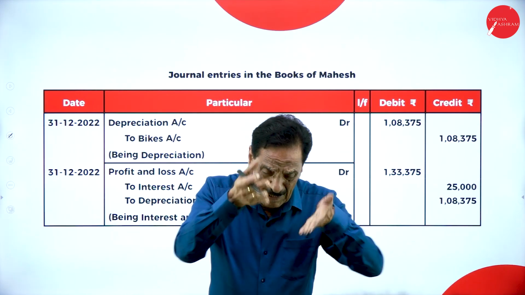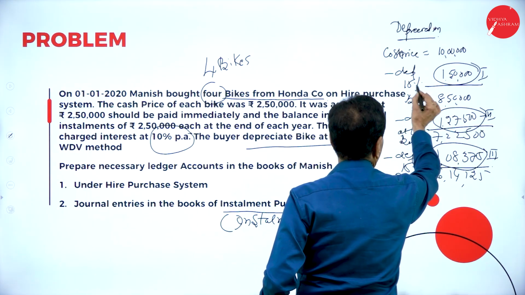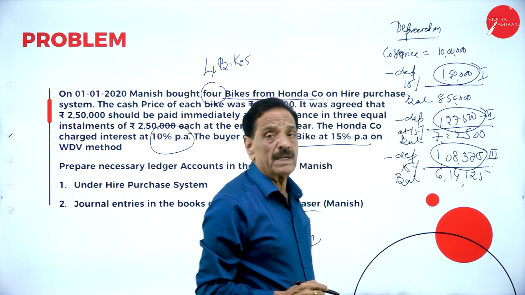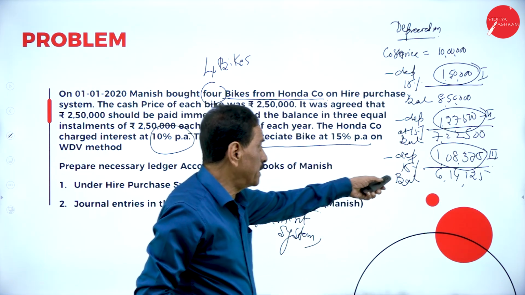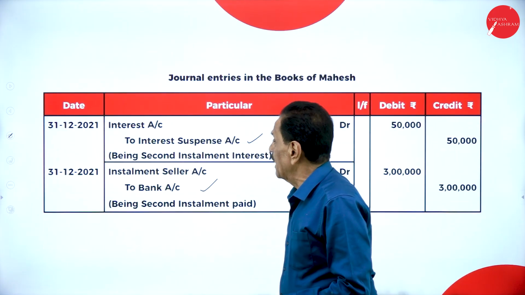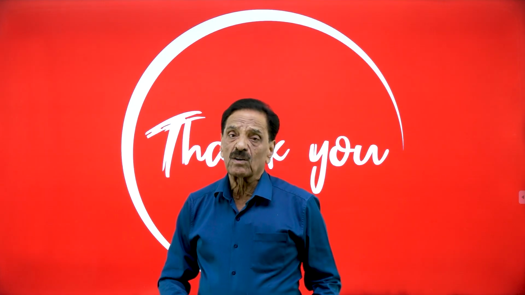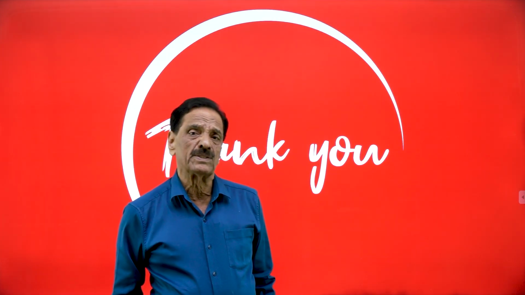Hope you understand. But diminishing order. Depreciation is diminishing order. See that here. Cost 10 lakh, depreciation 1 lakh 50,000. On the balance 8 lakh 50,000, 15% is 1 lakh 27,500. 7 lakh 22,500. On that 15%, 108,375. So hope you understand. And also I have gone through the journal entry, and also we have prepared the ledger account in the books of hire purchase and journal entry in the books of installment system.